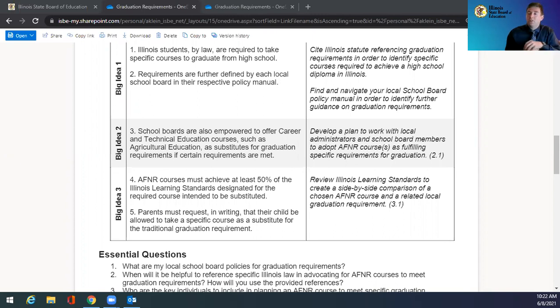There are two things that I want you to know as you walk away from this module. The first one is that AF&R courses have to meet that 50%, meaning 50% of the Illinois learning standards that are achieved in the graduation course intending to be substituted. And the second thing is that parents must request in writing that their child be allowed to take the particular vocational course as a substitute for the intended graduation requirement. Those forms can be provided by your local school district.